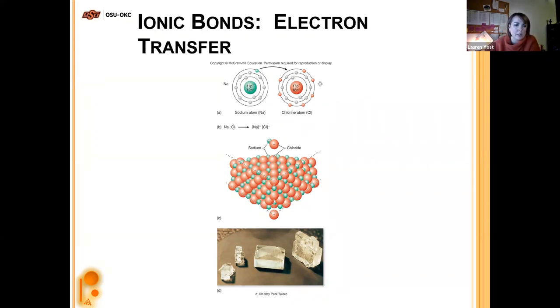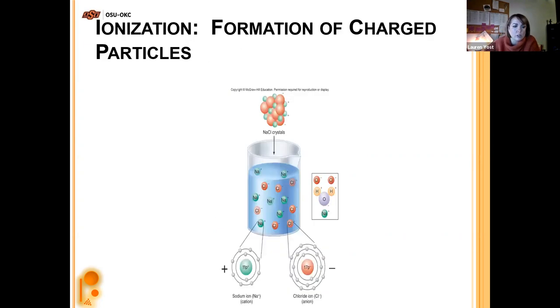So this is depicting the ionic bonds and the transfer of the electron, or the donation of the electron there. This is like a salt crystal in this picture down here in the middle. And then if you put it into water, it's going to dissolve out and release those ions. So that's what ions are. One of them has lost an electron. One of them has gained an electron. So they're charged particles and they're going to associate with water because of those charges.